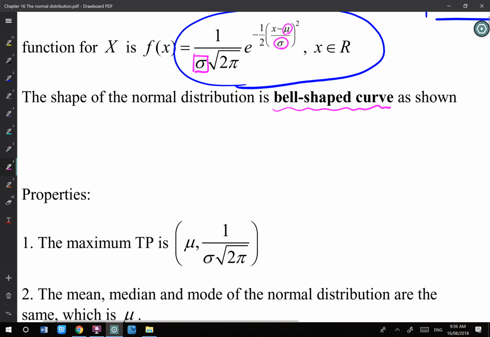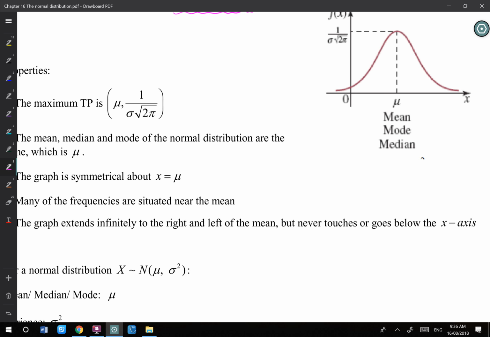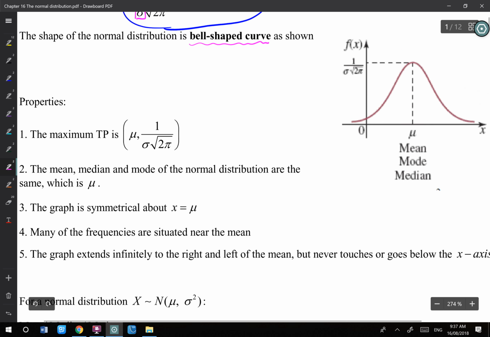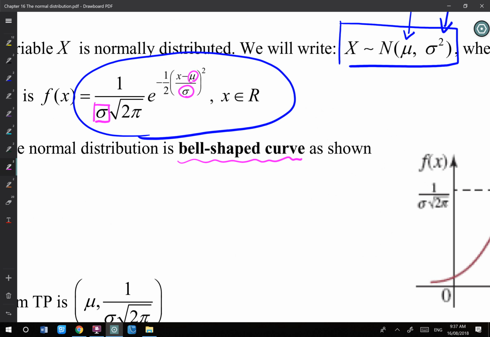Another interesting thing we can see from this bell curve: first of all, the turning point is mu, 1 over sigma root 2 pi. That's what you need to remember. Why is it like that? First of all, the middle must be mu. Mu is right in the middle. When we sketch it, we know from the graph.